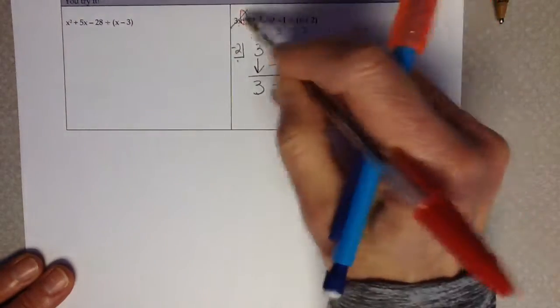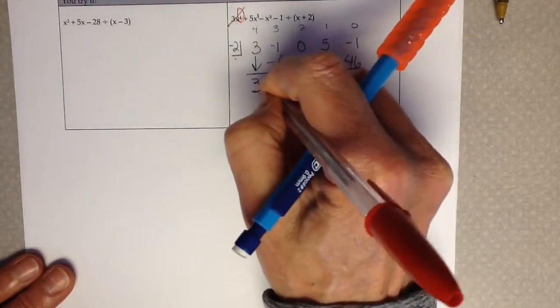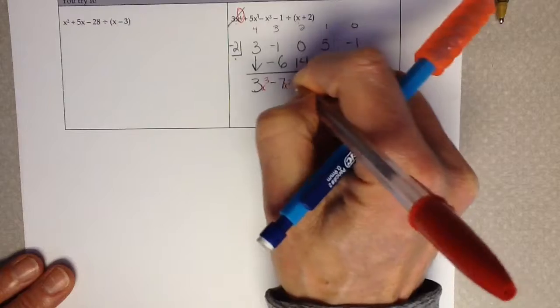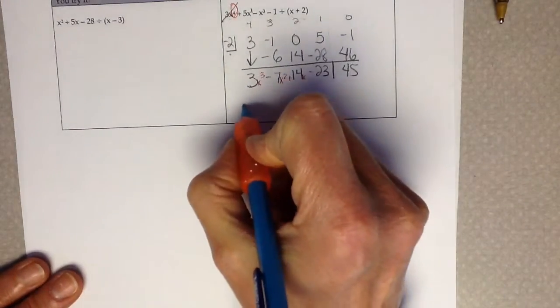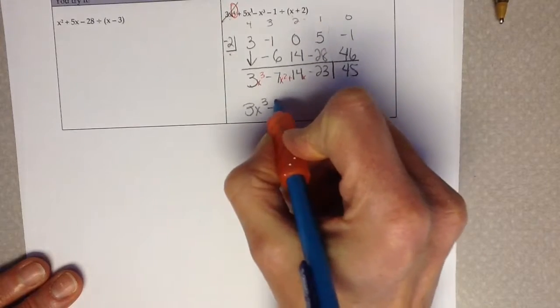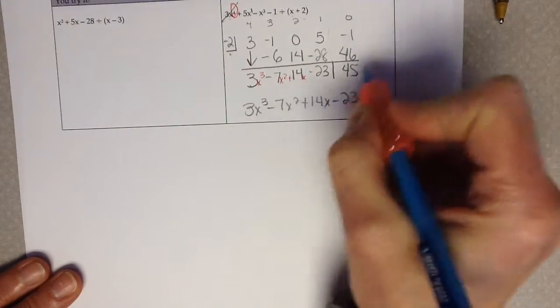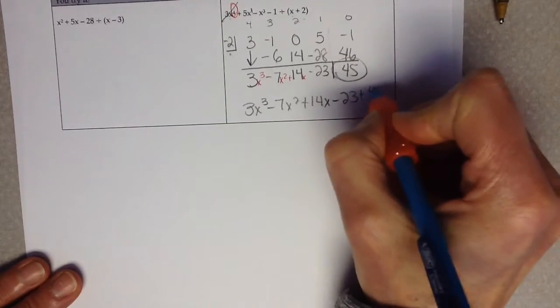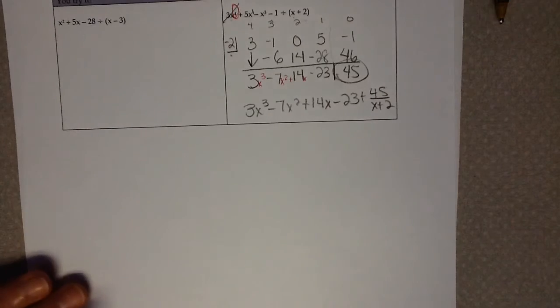Okay, so we started with a degree of 4. We divided by an x, so that means it would be x cubed. So we're going to put the x cubed here, and then it's going to go x squared, 14x, and minus 23. So when we write the final answer, it's going to be 3x cubed minus 7x squared plus 14x minus 23. And then we take the remainder and put it over x plus 2. Okay, you can do the other You Try It.